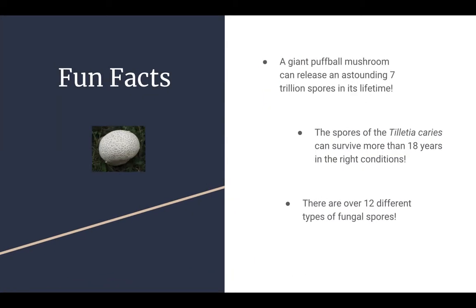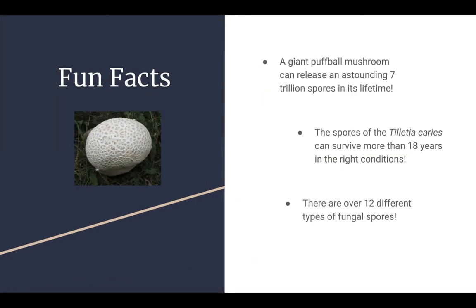Now, here are some fungal fun facts. A giant puffball mushroom can release an astounding 7 trillion spores in its lifetime. The spores of the Tilletia caries can survive more than 18 years in the right conditions. And there are over 12 different types of fungal spores.